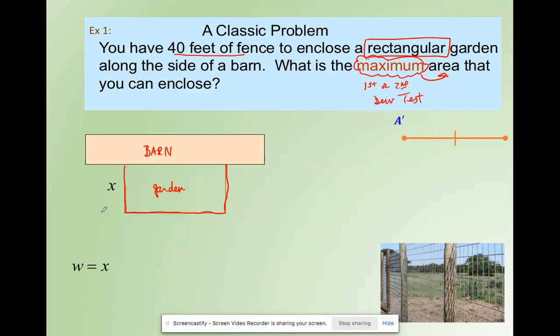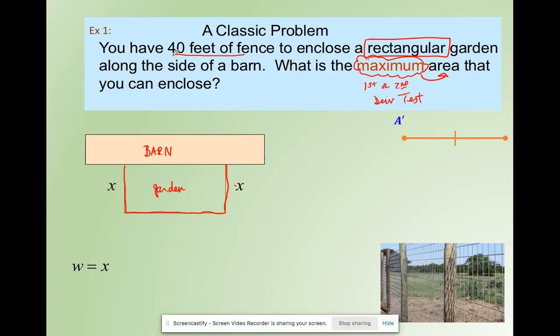I know what area of a rectangle is. Area of a rectangle is length times width. You want to write an equation in terms of x, so that you can take a derivative. So I chose to call the width x.